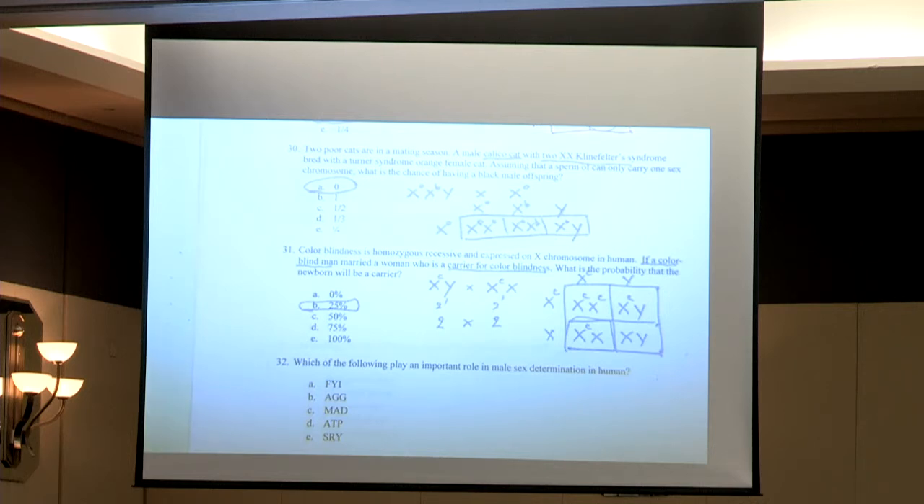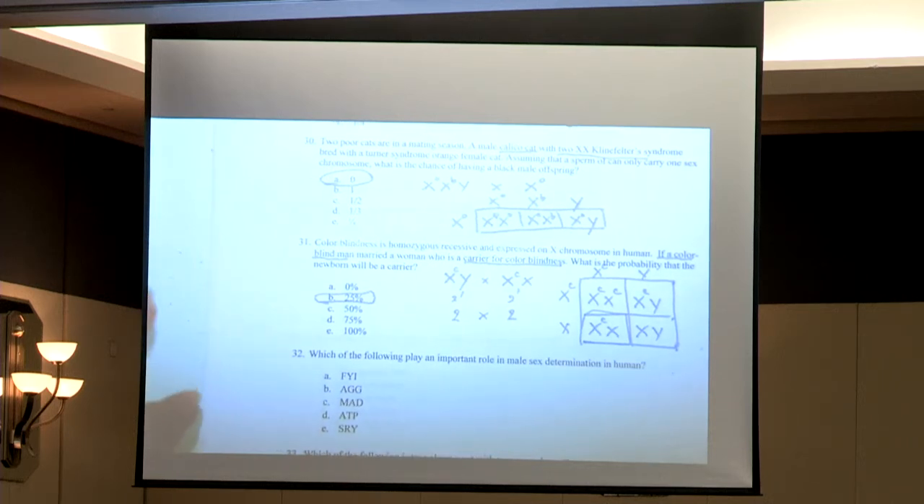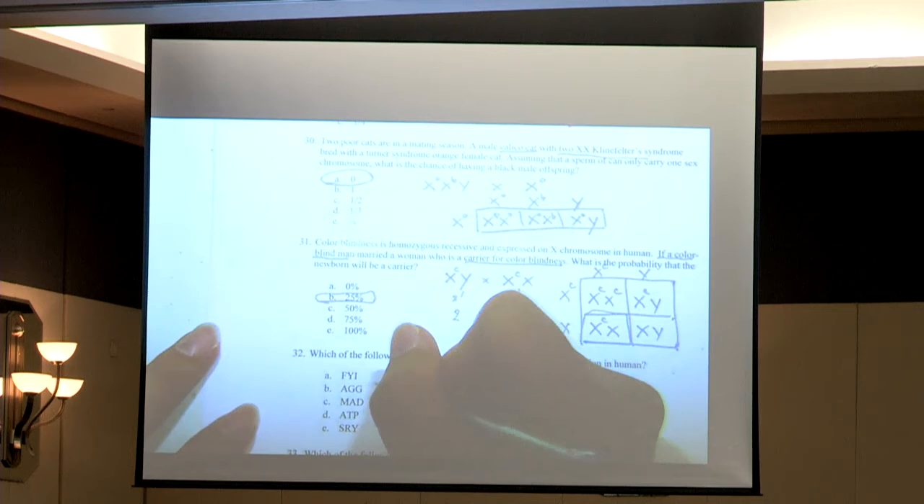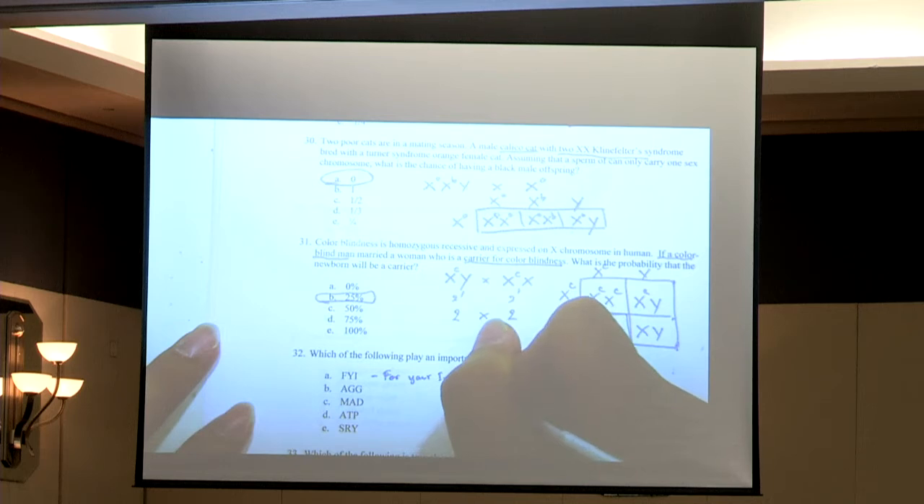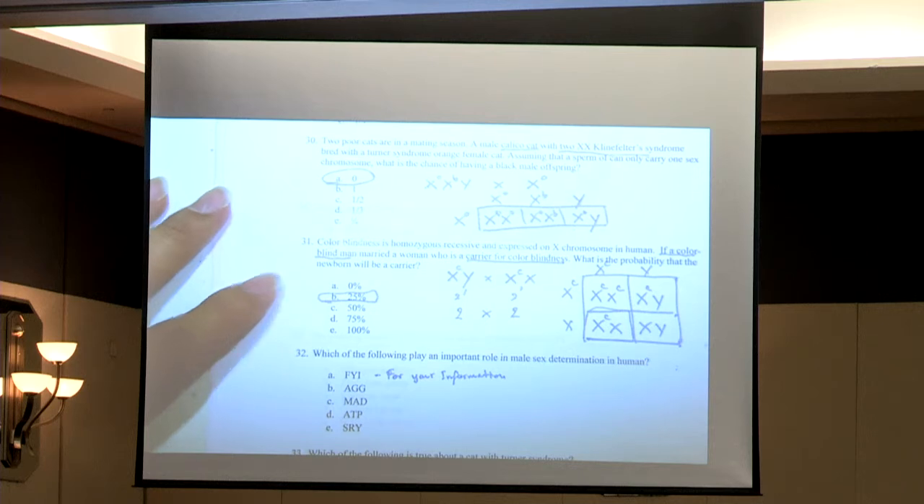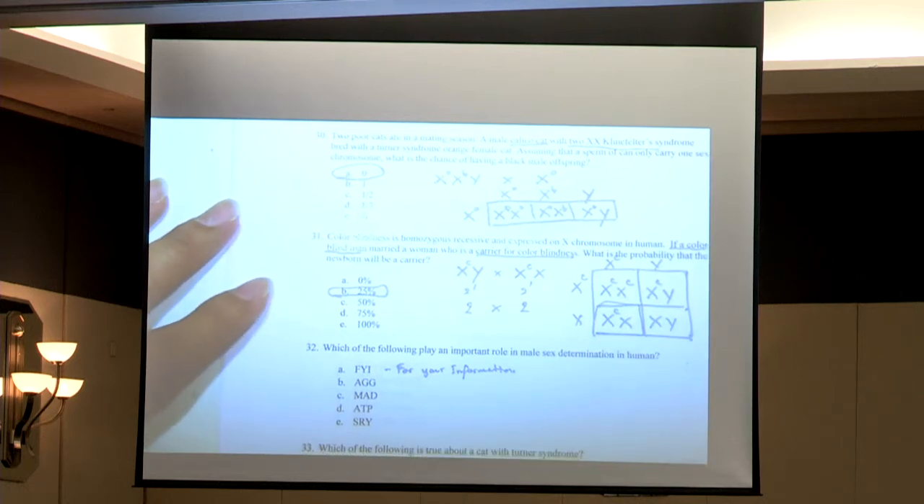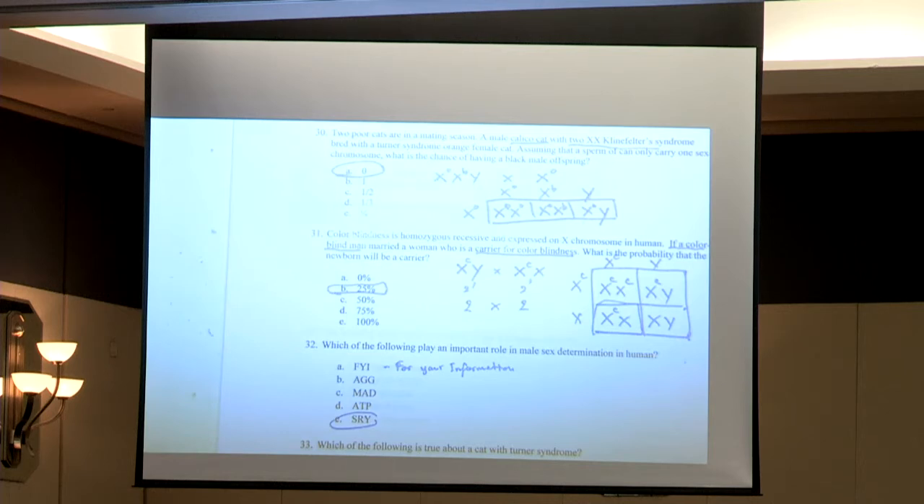Then which of the following plays an important role in male sex determination in humans? So the first one, for your information, not relevant. AGG is just the codon, right, that you can find on your mRNA. MAD, we talked about it. ATP, you already know what it is, the energy, right, the adenosine triphosphate. So SRY is the gene that determines the maleness in the Y chromosome.